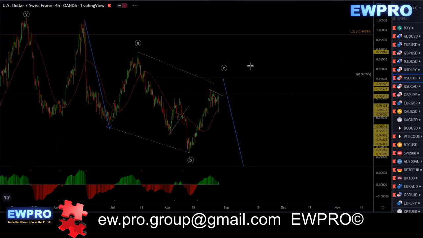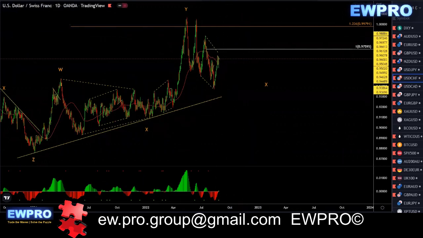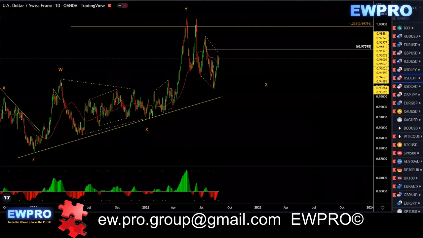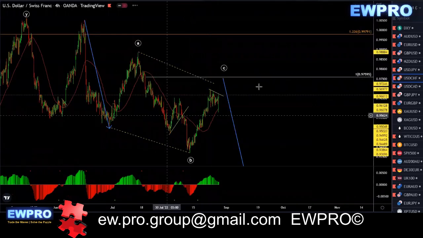The Swissy on the daily. So we've got that WXY looking for a correction, similar size as this one here, over here, before we get that Z up. So this is becoming quite tricky.